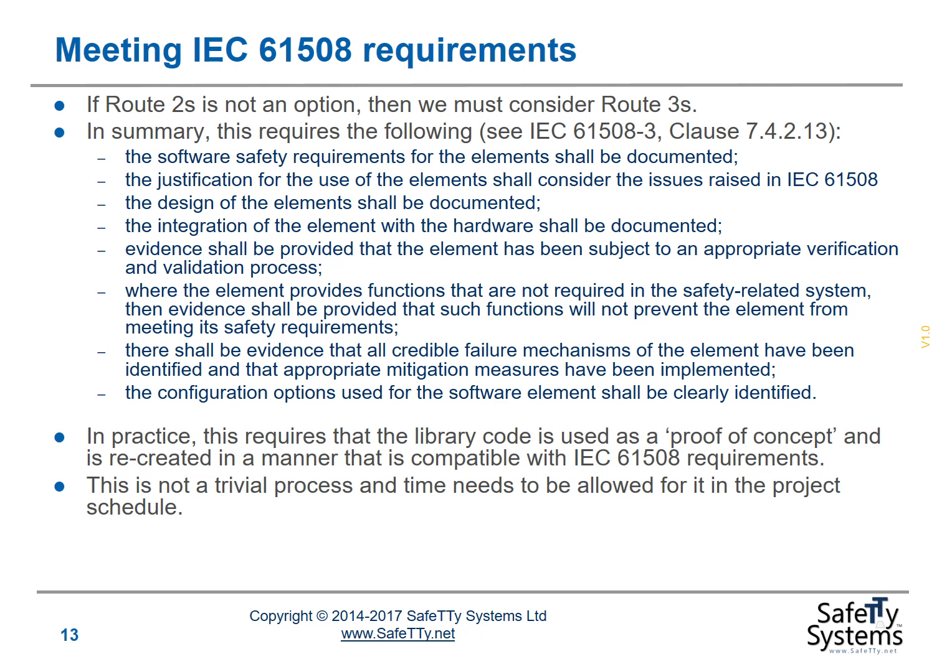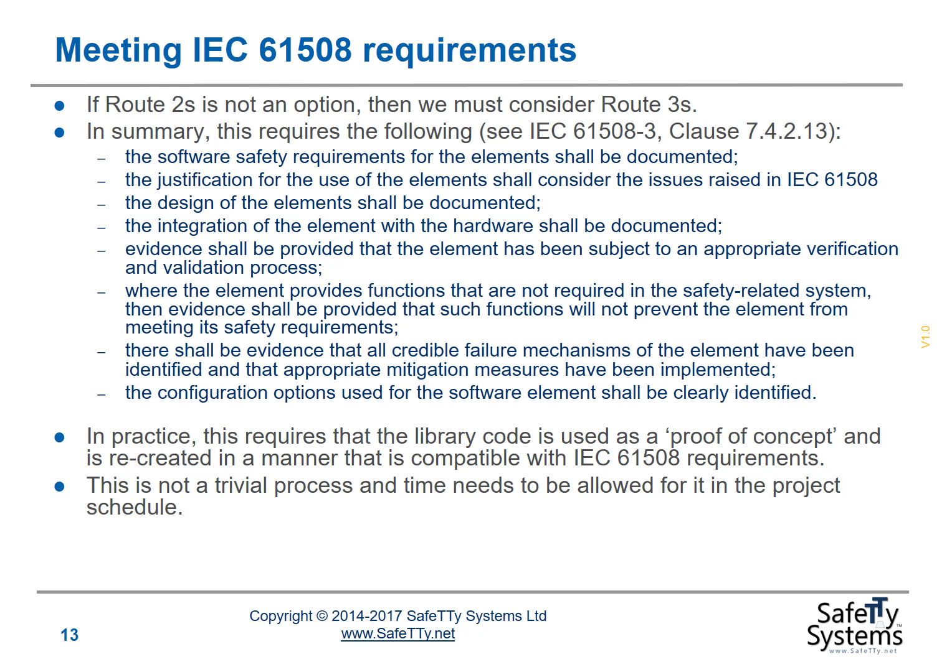Where the element provides functions that are not required in the safety-related system, then evidence must be provided that such functions will not prevent the element from meeting its safety requirements. In other words, if there are parts of the library that are not directly safety-related, we need to provide evidence that these parts of the library will not interfere with the safety capabilities of the library.